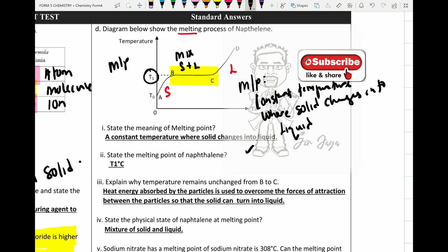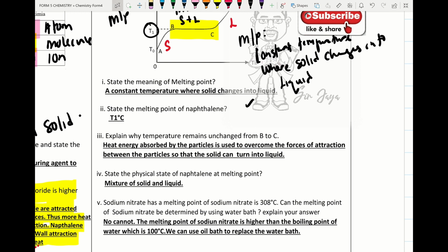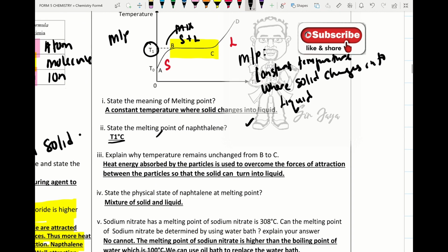State the meaning of melting point. A constant temperature where solid changes into liquid. What is the melting point? So T1 degrees Celsius. And why does the temperature remain unchanged between B to C, when the particles are in solid state here?